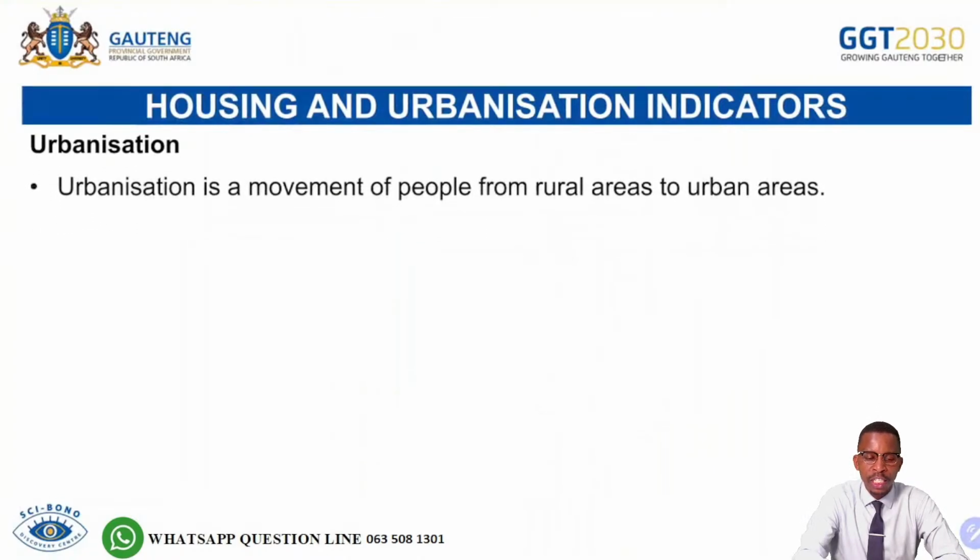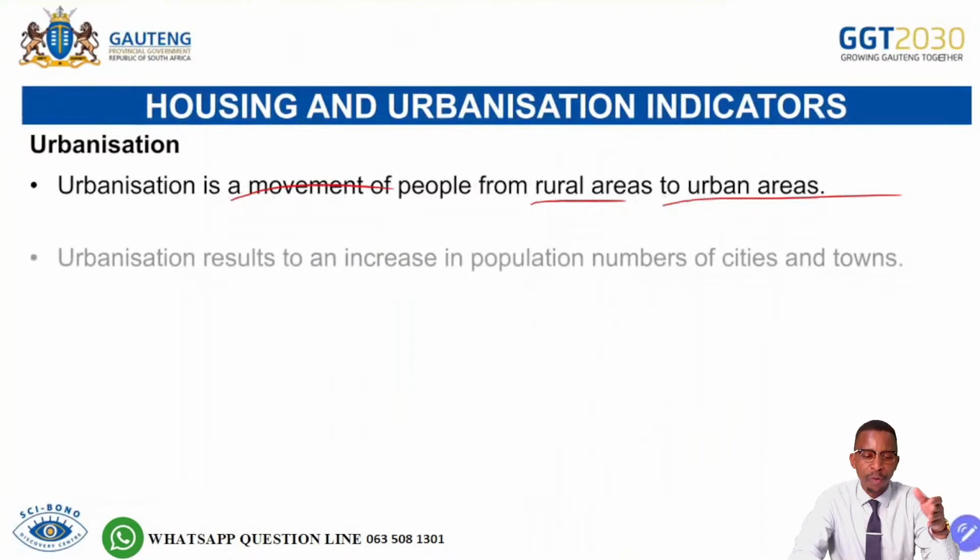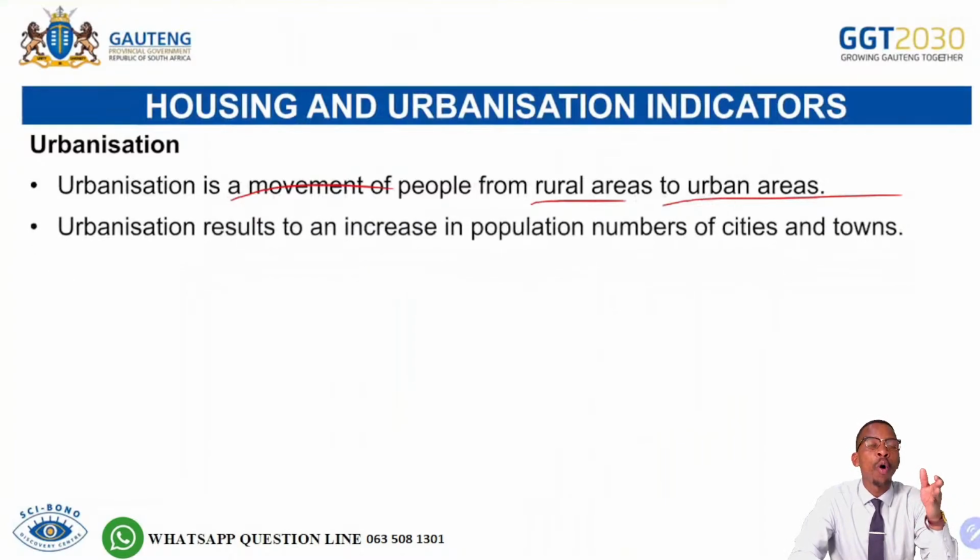Urbanization, remember, is the movement of people from rural areas to urban areas. People move from rural areas to urban areas for different opportunities. They move from rural areas because there are better opportunities in big cities. They move because there's a lower level of development in what we call rural areas. So you come across situations whereby urban areas or big cities are overpopulated due to urbanization.